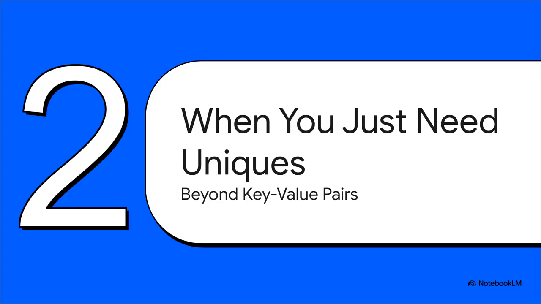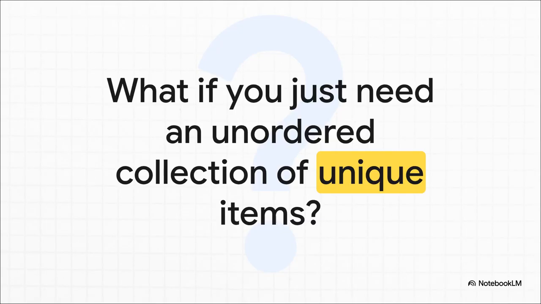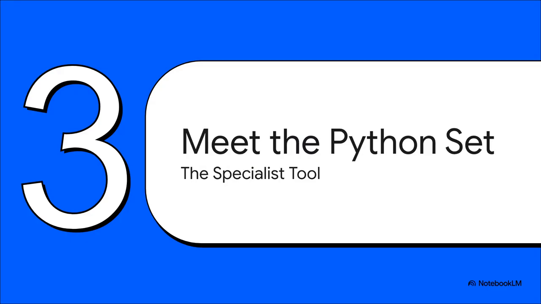So, okay, we've seen that dictionaries are fantastic for that key value data. But what happens when you don't actually need the value part? What if you only care about the keys themselves? This is where we need a different kind of tool, right? What if you're just tracking which unique users have visited a website, or what unique words are in a document? In those cases, you don't need a value, you just need a collection of unique items. And this is where we meet the specialist, the tool designed for this exact job, the Python set.